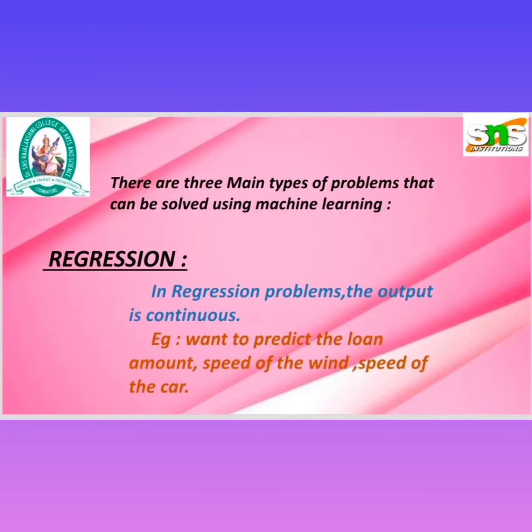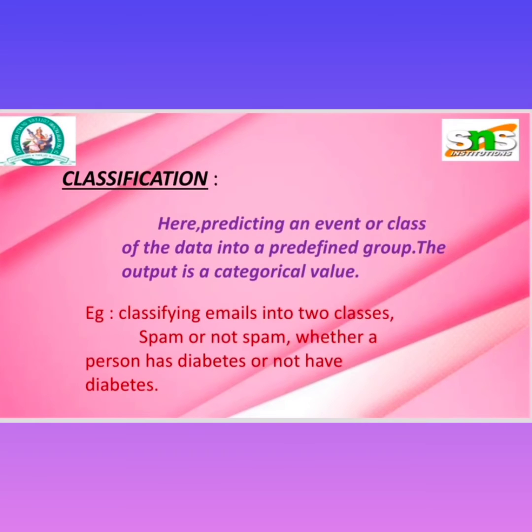There are three main types of problems that can be solved using machine learning. Regression. In regression problems, the output is continuous. Example: predicting the loan amount, speed of the wind, speed of the car. Classification. Here, we predict an event or class of the data into a predefined group. The output is a categorical value. Example: classifying emails into two classes, spam or not spam, or whether a person has diabetes or not.